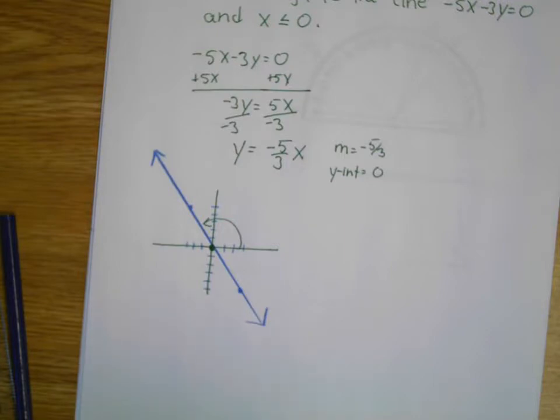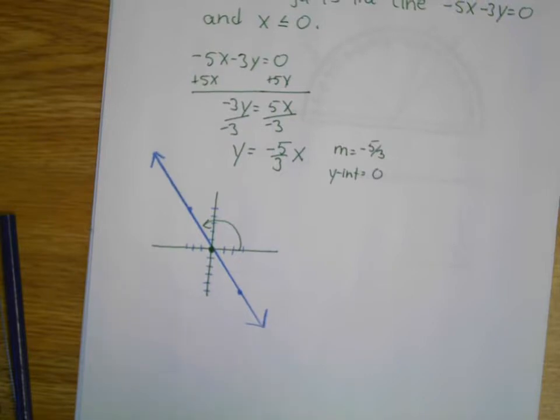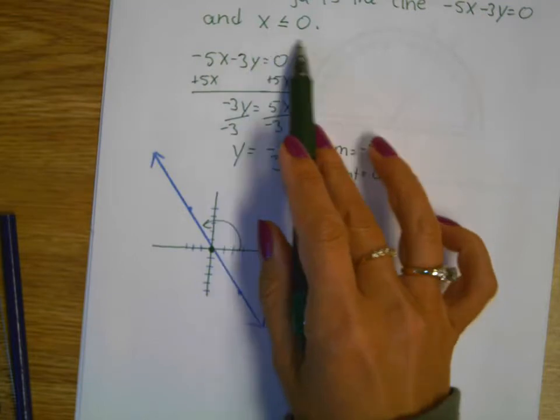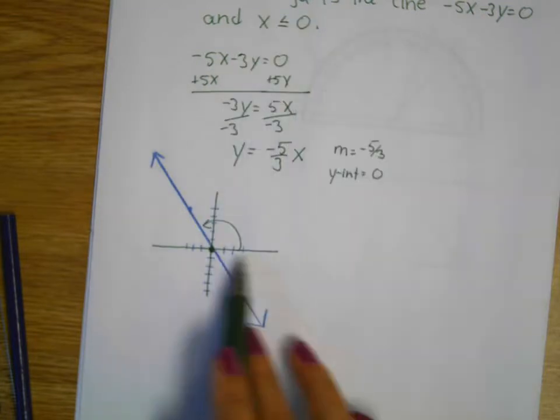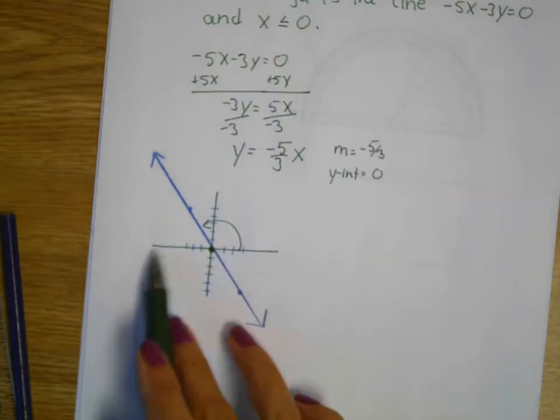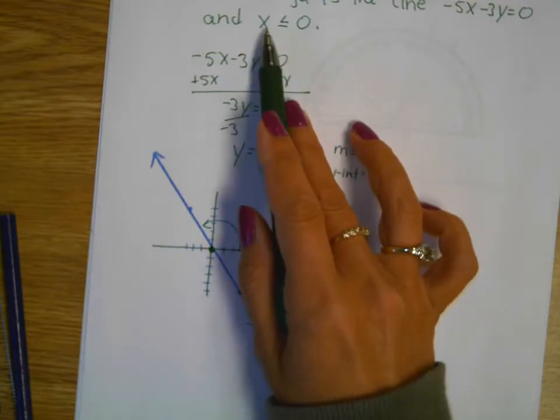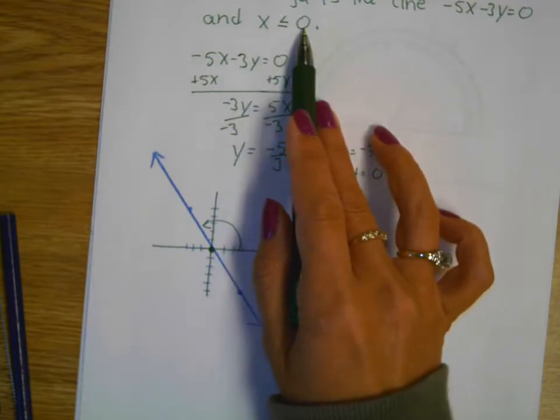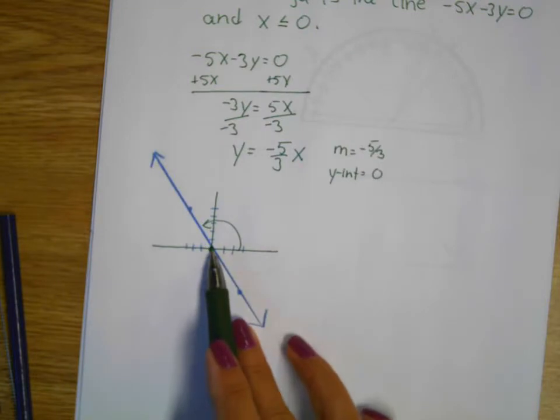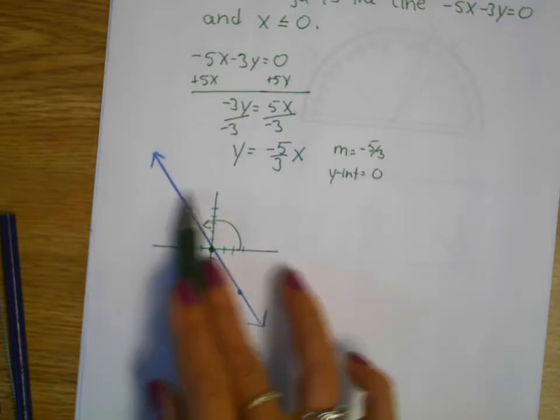Is it the one below, or the one that's longer, because x is less than or equal to 0? This is telling us which one. Where is x? Think about the x-axis. Where are the x values less than 0 at? What does less than 0 mean? Negative. Where is the x-axis negative at? To the left. So this is the one we want.